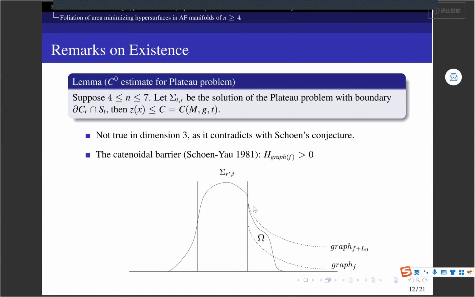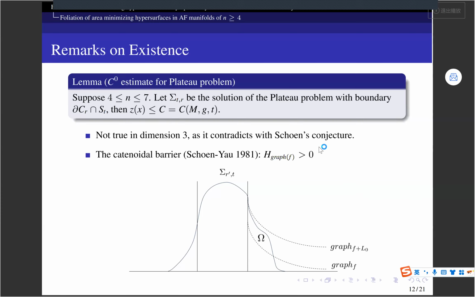So you will use the maximum principle to obtain a contradiction, so that will show that sigma RT lies below the catenoidal barrier and proves the existence. And that is all about the foliation result.